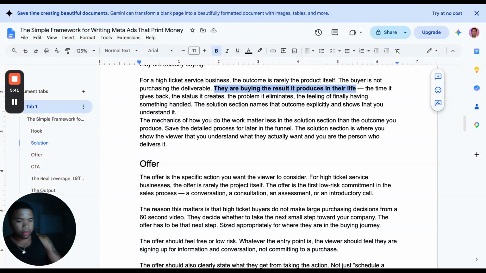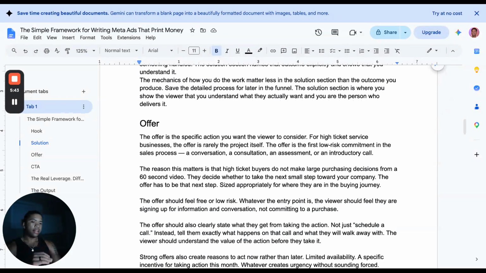Okay, and so then we move into our actual offer. The offer is just going to be the specific action you want the viewer to consider. For a high ticket service business, like I said, the offer is probably not going to be the project or service itself. It's going to be some type of first, low risk commitment. So let's just say we're in the sales process, it could be a consultation, an assessment, an introductory call.